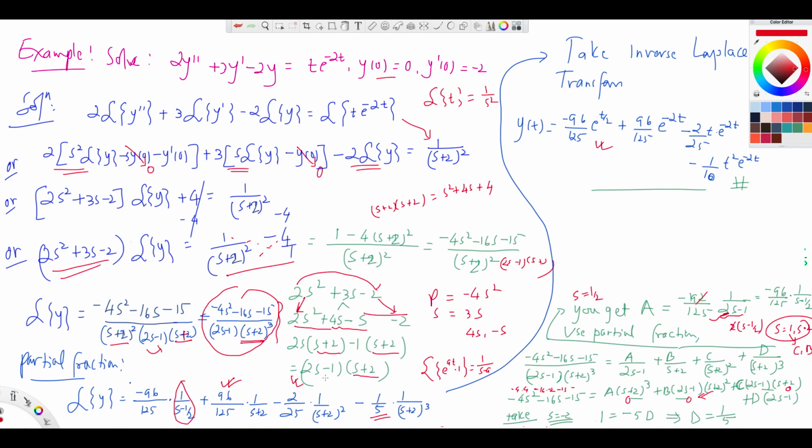Okay, similarly for the second one we have s plus 2, so it will be 96 over 125 and then e to the negative 2t, because it is positive here. It is positive, so we need negative 2t, right? And then minus 2 over 25.